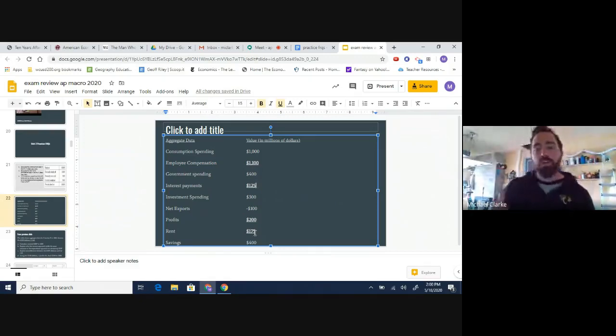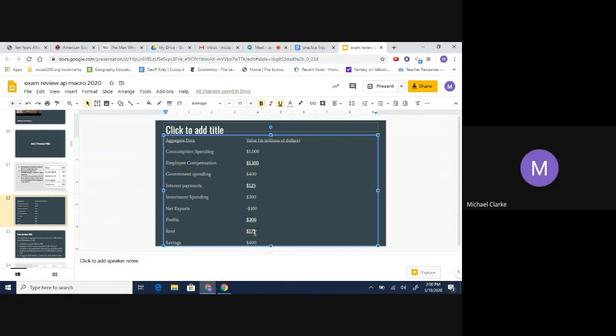So notice that the value you get from the expenditures approach will always equal your income approach. Here they both equal 1,600. Notice that I didn't include savings here, guys. The reason I didn't include savings is because it's not counted as income here. All right?